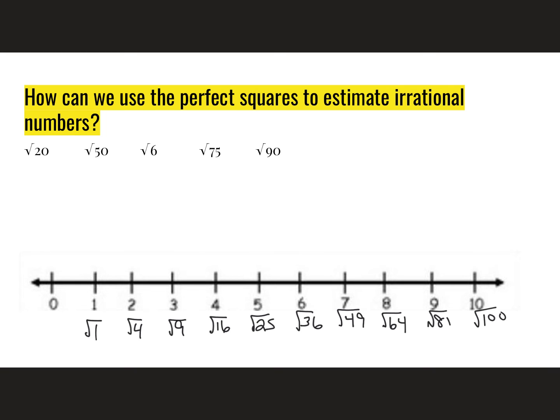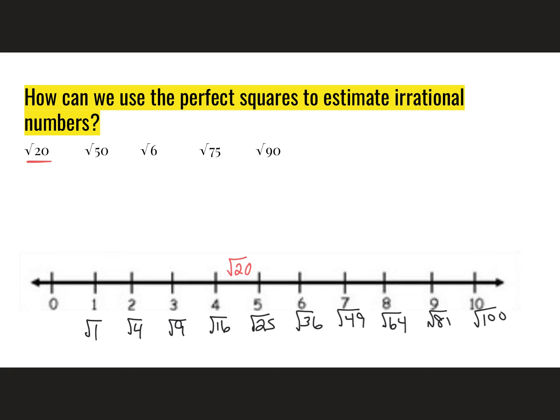Okay, so now we need to place these numbers. Here I have the square root of 20. Well, if I scroll through these, the square root of 20 falls between the square root of 16 and the square root of 25. So, the square root of 20 goes right here between those.